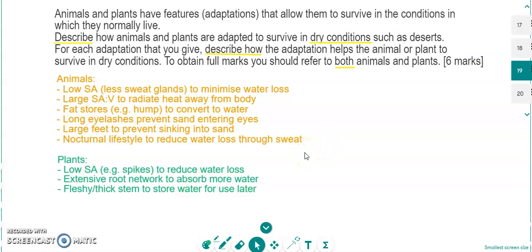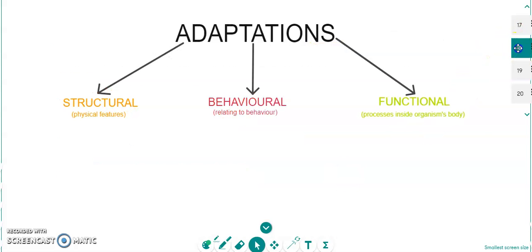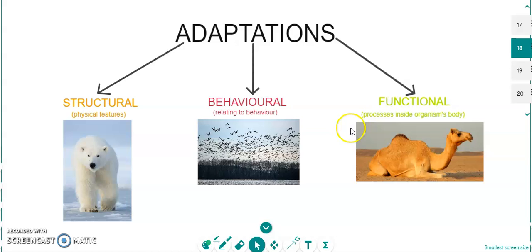Now let's go on to some plant adaptations that you could mention. They have a decrease in surface area, such as leaves that are spikes, which result in reduced water loss by transpiration and evaporation. A widespread or extensive root network, which allows the plant to absorb more water and helps survival in a hot, dry climate such as a desert. Finally, a fleshy or thick stem will also allow the plant to store water inside itself to be used at a later point. So I hope this has helped you to understand the 3 types of adaptations and how to approach an exam question on this topic.